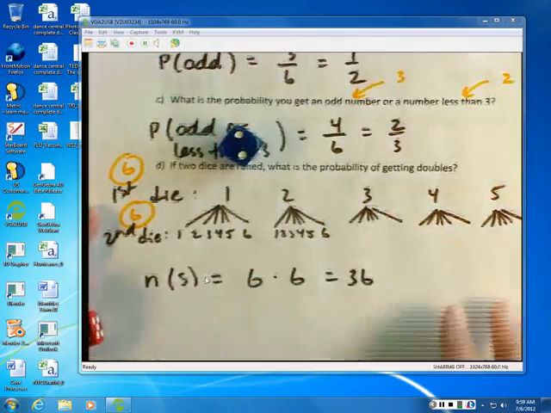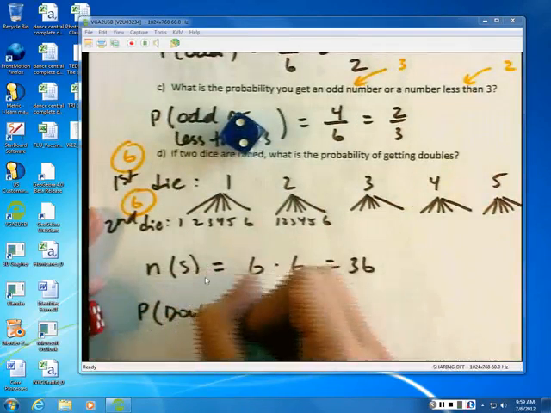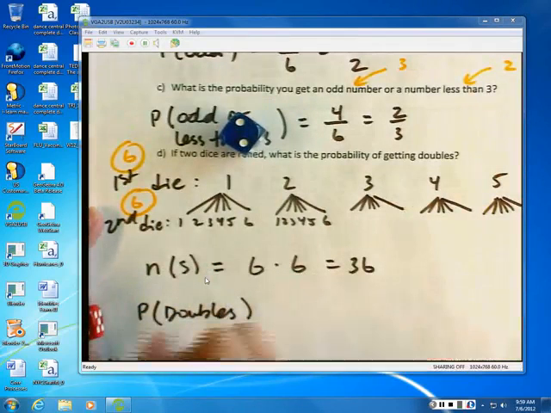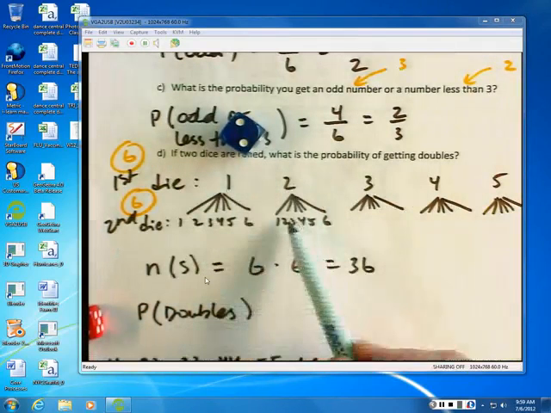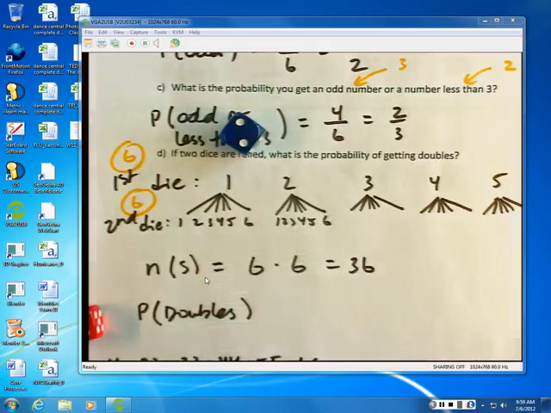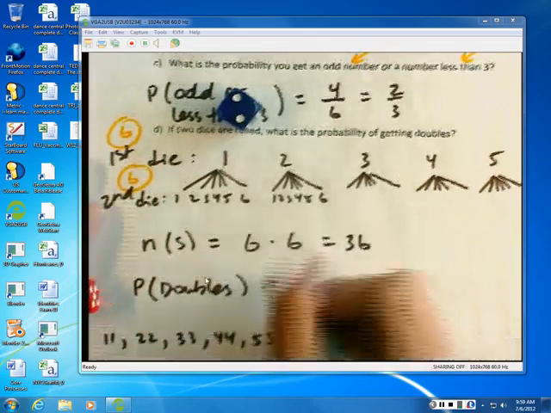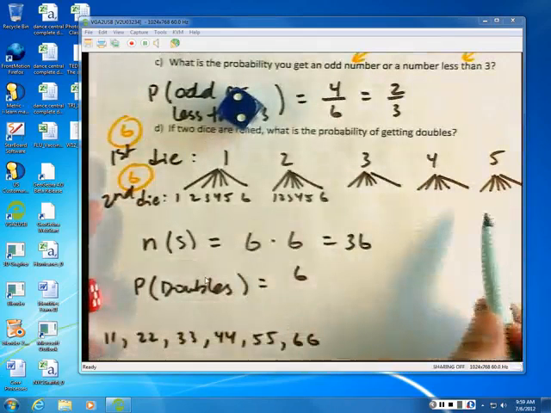Okay, now let's think about the doubles. So there's our denominator, so the probability of getting doubles, which would be double 1s, double 2s, double 3s, 4s, 5s, or 6s. If you go through your tree diagram, you're going to find the double 1s here, the double 2s here. You're going to find 6 of those doubles. You're going to find 6 of those doubles. So there are 6 doubles up here. So there are 6 doubles in my sample space.